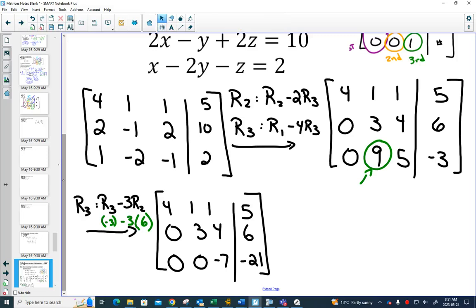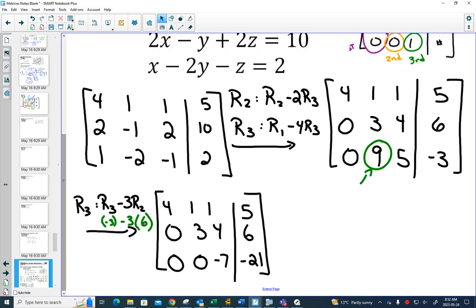Now, in Gaussian elimination, you would be done, and you would just start writing the equations. You would write negative 7z equals negative 21, solve. Then you would write 3y plus 4z equals 6, and you could plug in the z and solve for y. And then you would plug the y and the z into 4x plus 1y plus 1z equals 5, and you would be done, okay? Now, that's still some work to do.